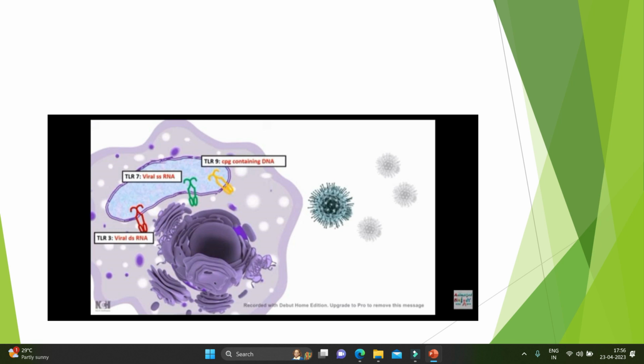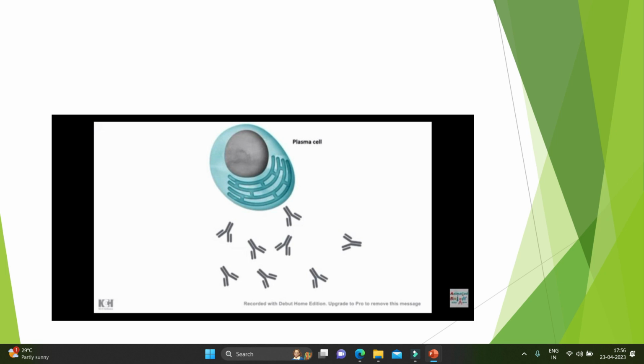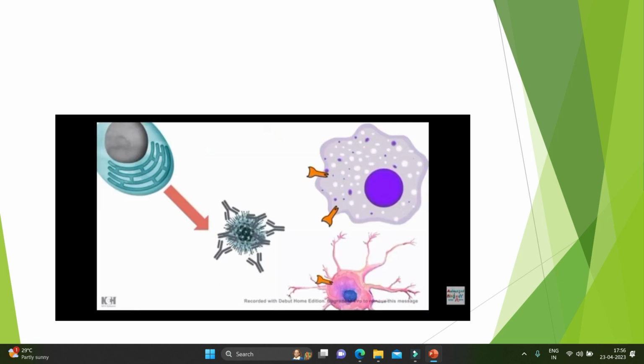Some of these T helper cells will in turn activate B cells and make plasma cells. These plasma cells will secrete large amounts of antibody against specific viral proteins, and the virus would be opsonized by the antibodies.